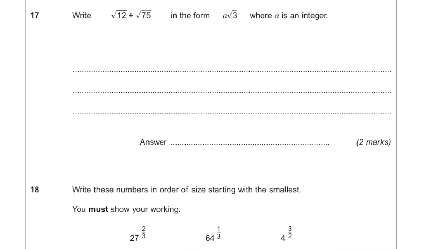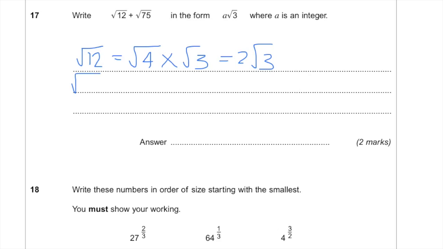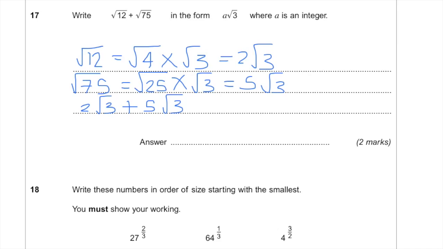Question 17. Write root 12 plus root 75 in the form a root 3 where a is an integer. Now what this question is asking us to do is to simplify each of these surds in turn. So starting off with root 12, we can rewrite that as root 4 multiplied by root 3, which is 2 root 3. Root 75 we can write as root 25 multiplied by root 3, which is 5 root 3. If we then add together 2 root 3 and 5 root 3, that then gives us a total of 7 root 3.